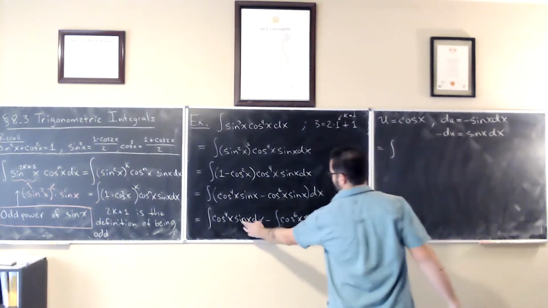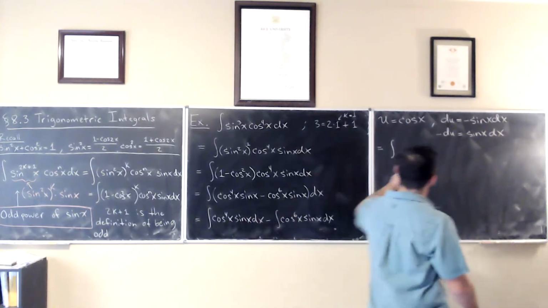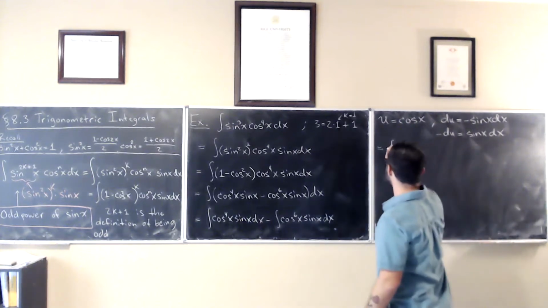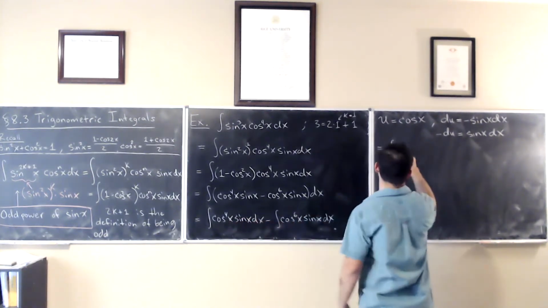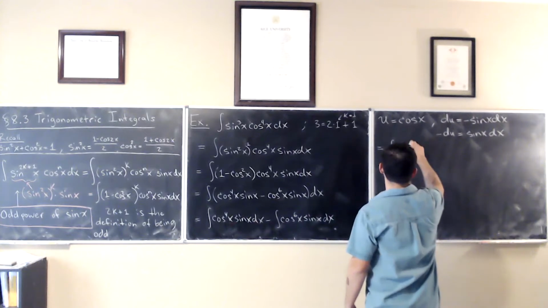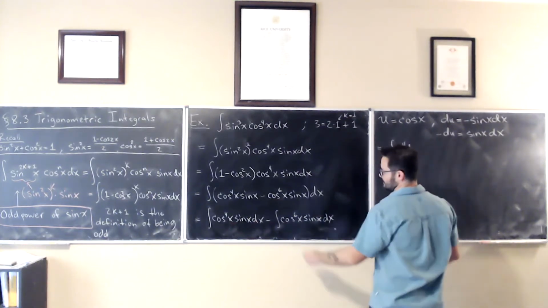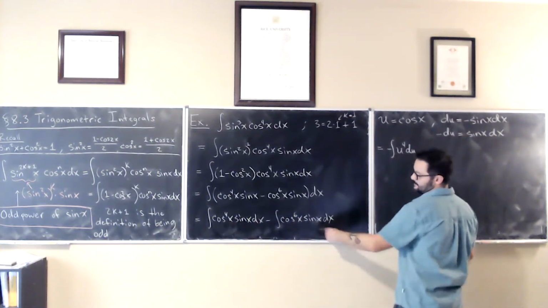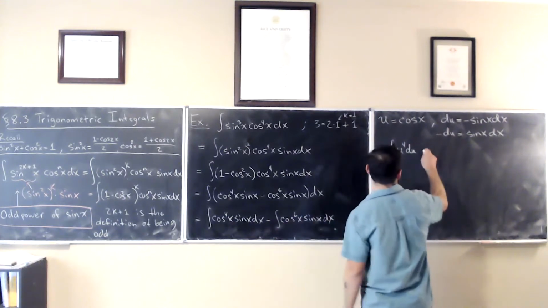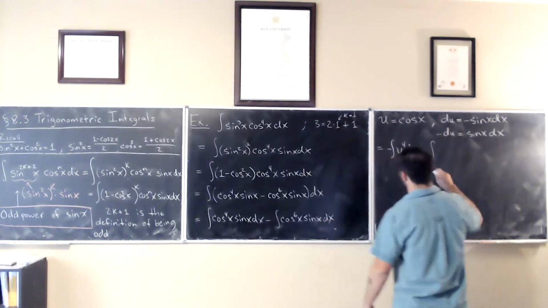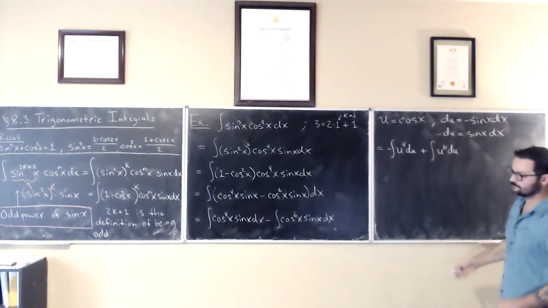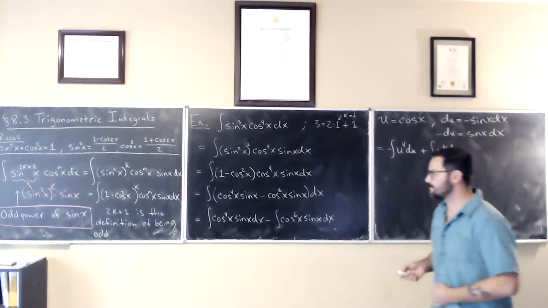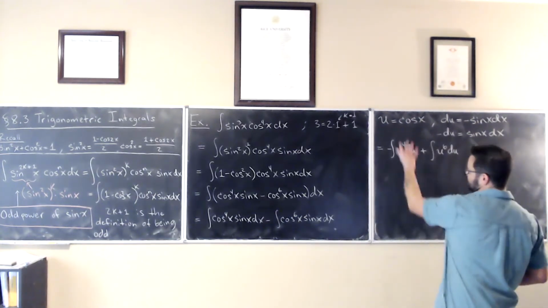So sine x dx is negative du. So I'm going to take the negative out front. And then we have u to the power 4 du. And then sine x dx is negative du, so we take the negative out and we can do positive. And we have u to the power 6 du. Using just regular old u substitution that we know how to work with. And then we just integrate, right?